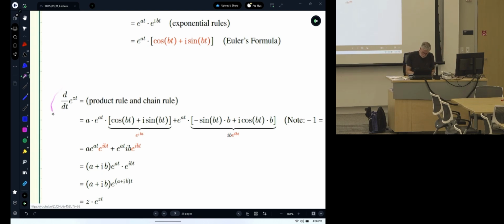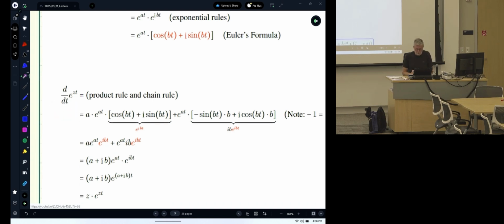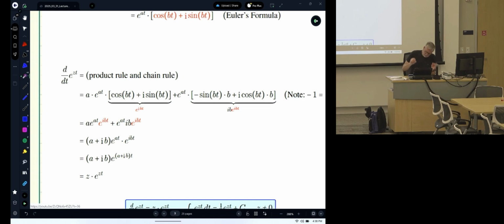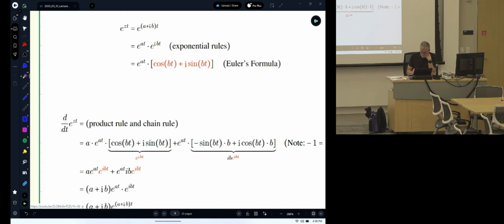So let's just figure out how to differentiate e to the zt. And we'll do it by only differentiating real functions, things that we understand. So there's no cheating here. So here's e to the zt. We want to differentiate this. So by the product rule, it's the derivative of e to the at, which will be a e to the at, times this part. So we just copy that back down. Plus the first term times the derivative of the second term.